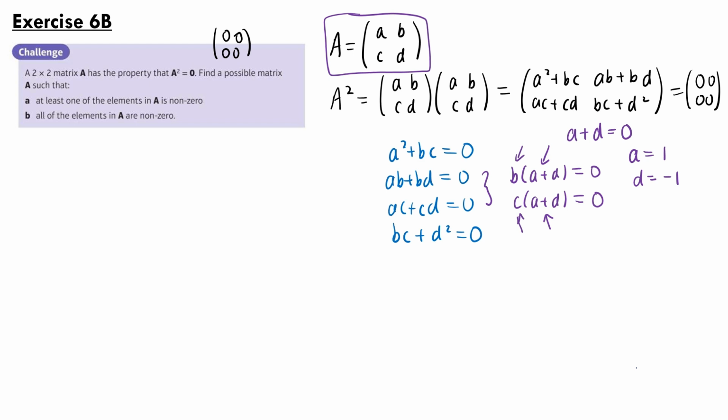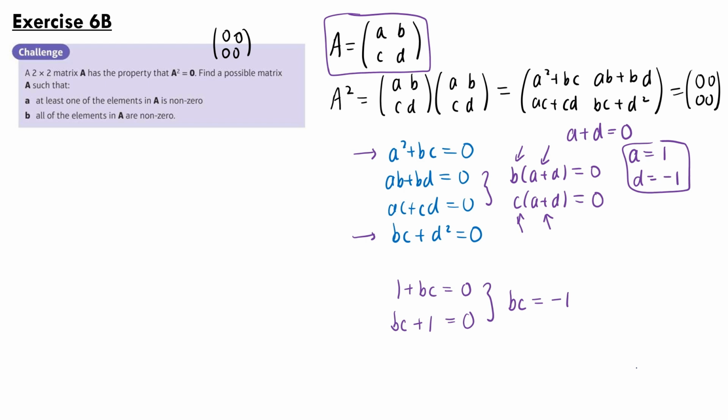Okay, now looking at the first and the bottom equations. If we plug in our values for a and d, the first equation gives us 1 squared plus bc is equal to 0, and the last one gives us bc plus minus 1 squared, which is also just 1, is equal to 0. So these are actually the same equation. And all we need now is for bc to equal minus 1. And again, we're looking for non-zero.